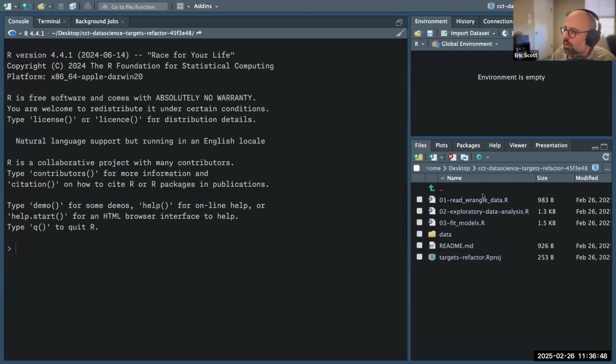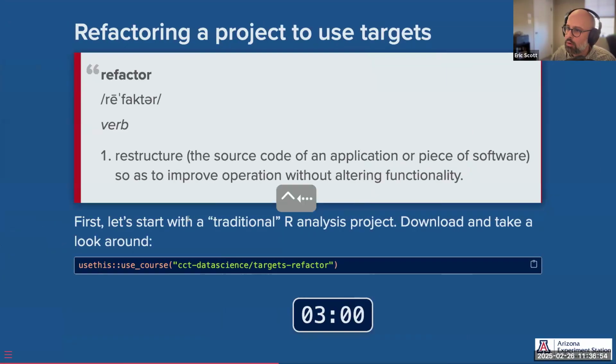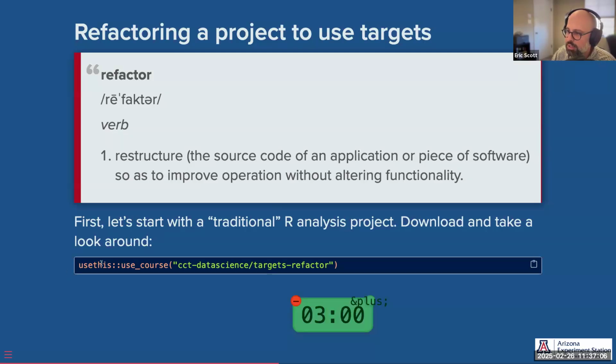So this one looks a little bit different. We don't have targets set up yet. We just have these 3 scripts. So go ahead and run this and take a moment to look around and try to figure out what this analysis project is doing. I'll give us 3 minutes to take a look at that. Once you're satisfied, you can give me a green check mark on Zoom and I'll know we can move on.